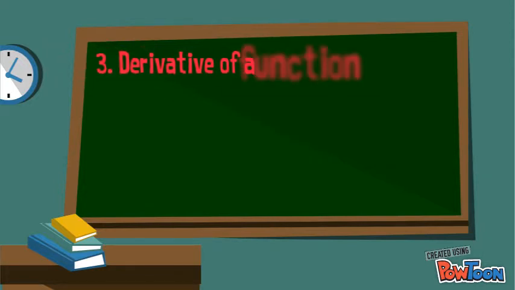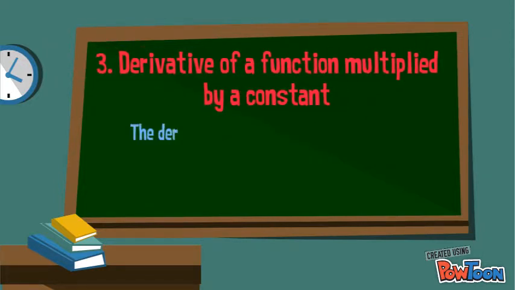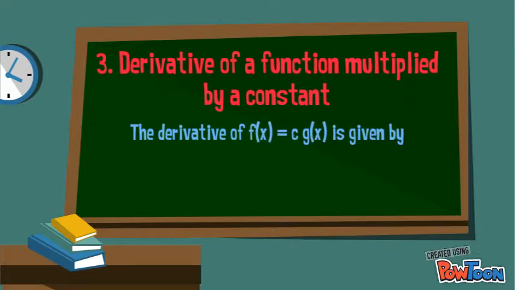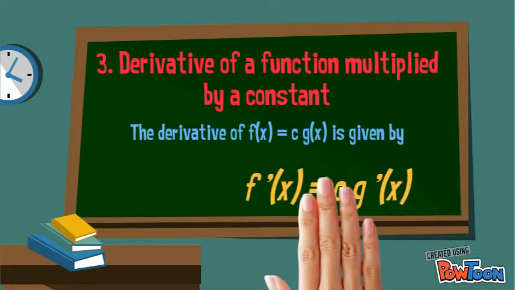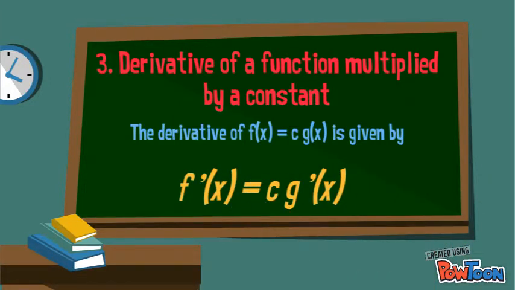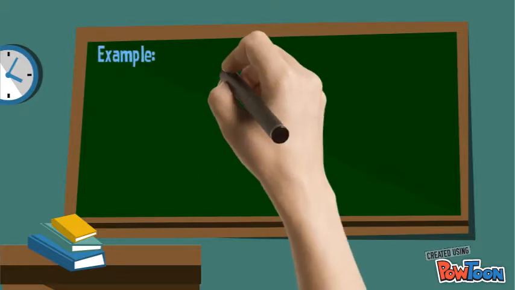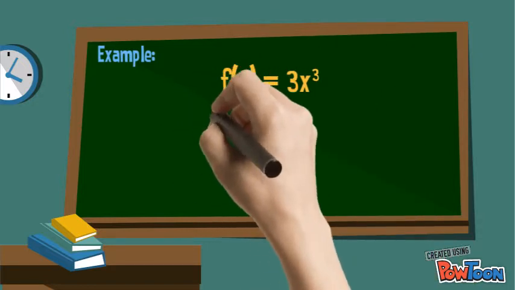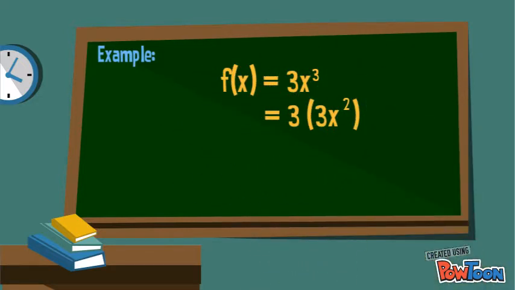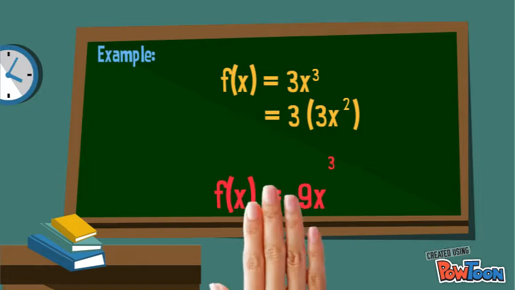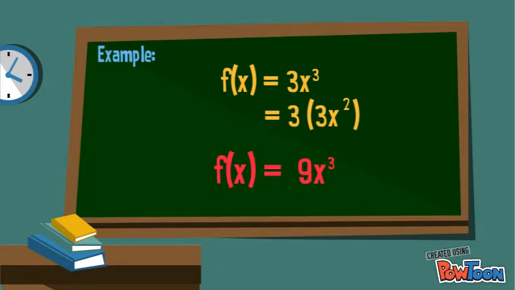Number 3. Derivative of a function multiplied by a constant. The derivative of f(x) = constant multiplied by g(x) is given by f'(x) = constant multiplied by g'(x). For example, f(x) = 3x^3. Applying the third rule, we will get 3 multiplied by 3x^2. For the final answer, we will simplify it and we will get 9x^2.